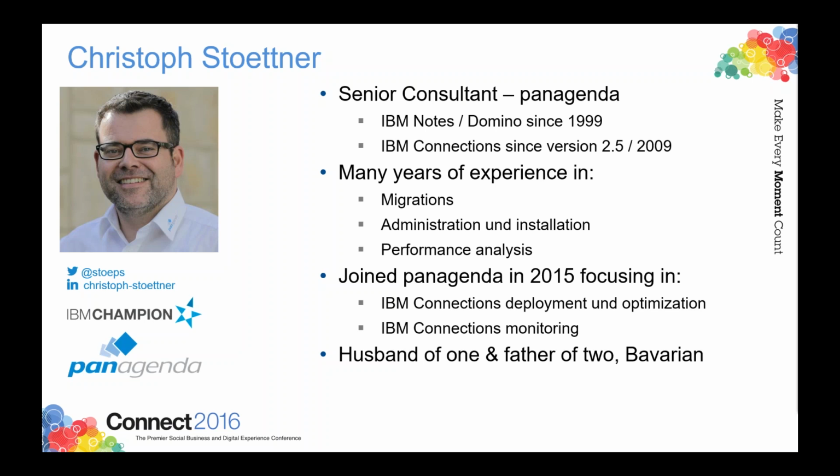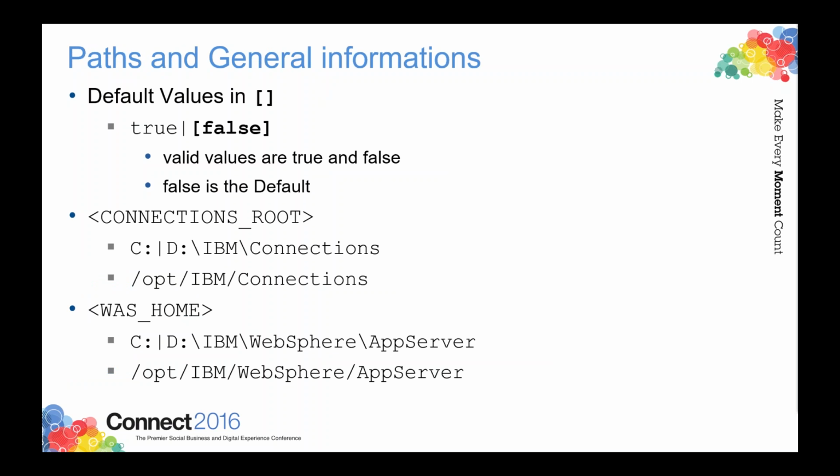Let's start with some general information. I will show you some values in the configuration files, and the default values are in brackets with bold font settings. I will show you some monospaced fonts for folders, and when I talk about Connections root, for example, I talk about /opt/IBM/Connections on a Linux or Unix environment, and about maybe D:\IBM\Connections on a Windows machine.